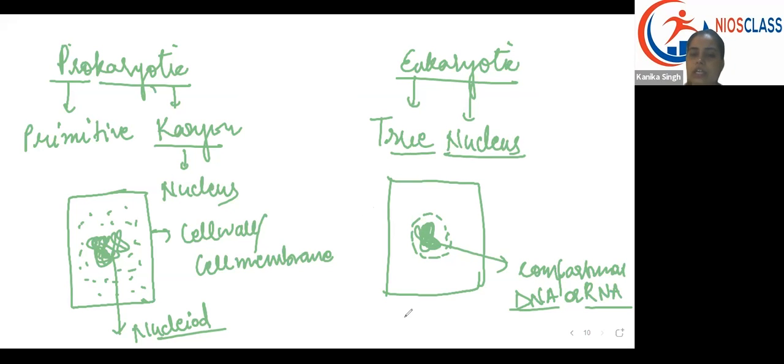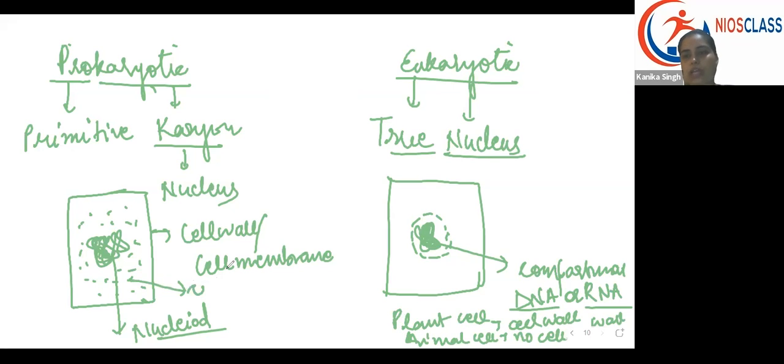In a eukaryotic cell, if it is a plant cell, then it will have a cell wall. Otherwise, an animal cell won't have a cell wall. In case of prokaryotic cell, cell wall and cell membrane both can be present. The composition of cell wall in eukaryotic and prokaryotic will be very, very different. In case of plants, cell wall is mainly made up of cellulose.